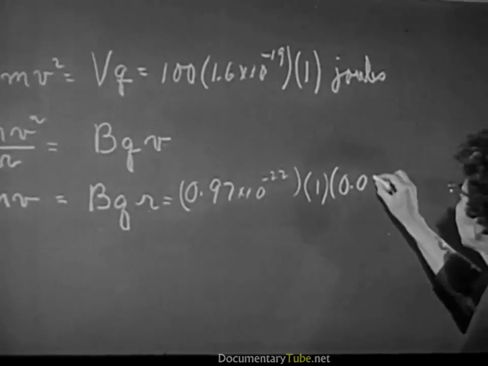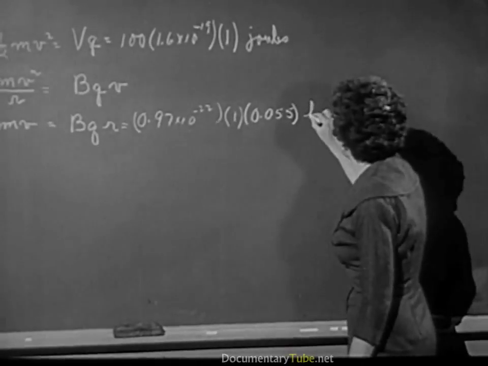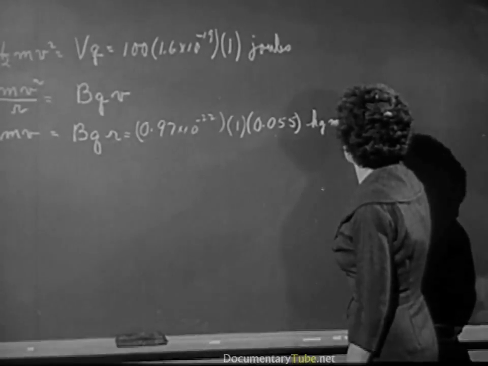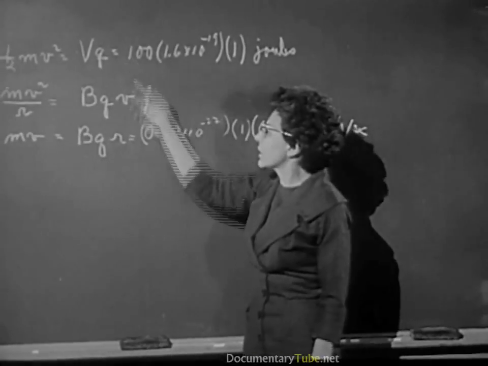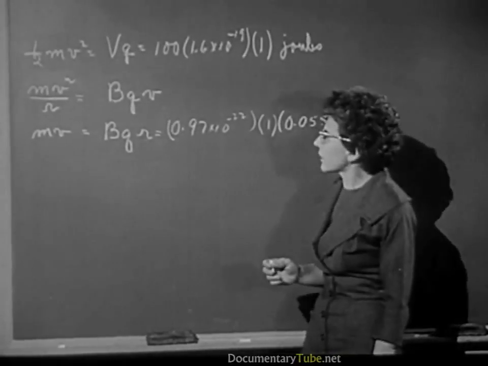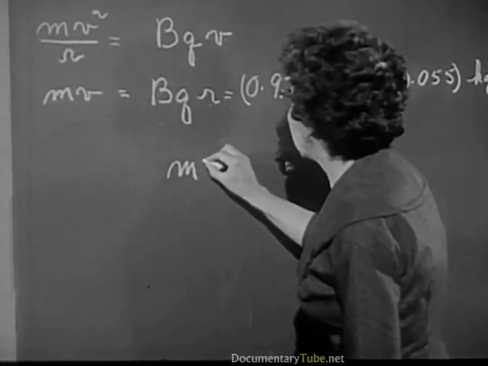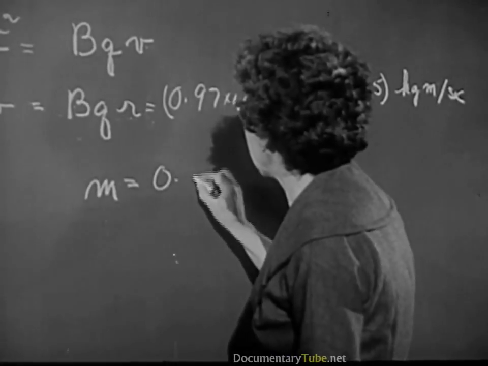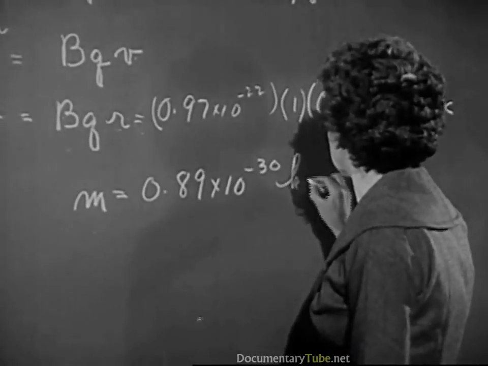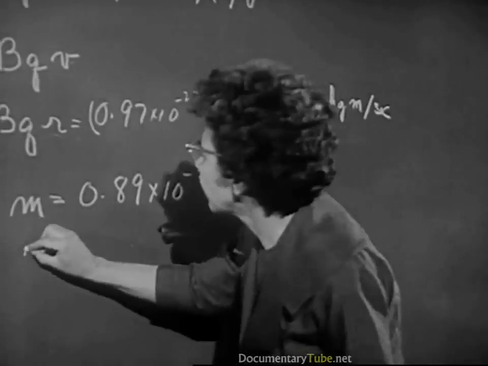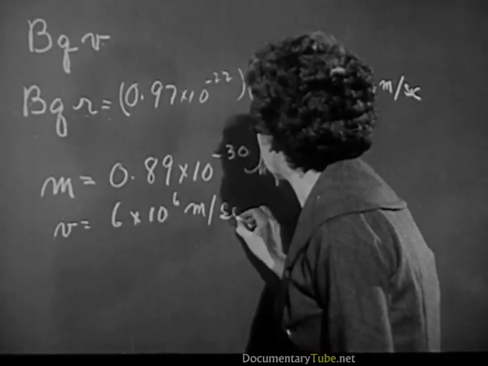or 0.055 meters. So here we have the momentum of an electron traveling in the particular circle that we've been watching. Now it's clear that from these two equations we can determine both the mass and the velocity. And when we do this, for the particular values we have here, we get the mass of an electron is equal to 0.89 times 10 to the minus 30 kilograms. Incidentally, the velocity in this case is about 6 times 10 to the 6th meters per second.